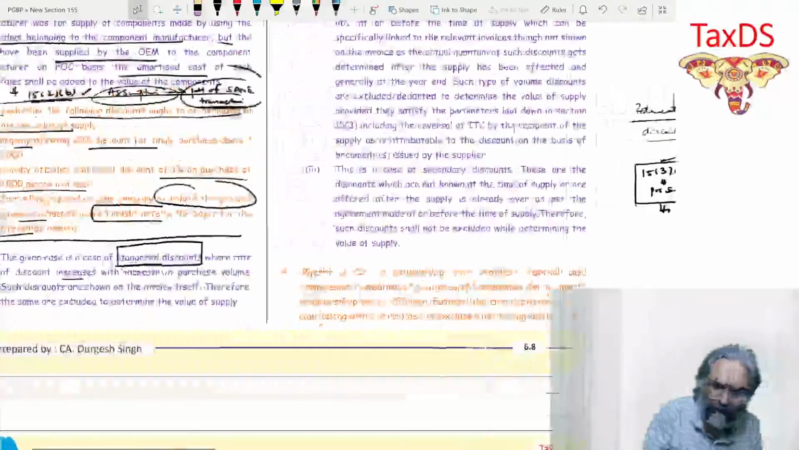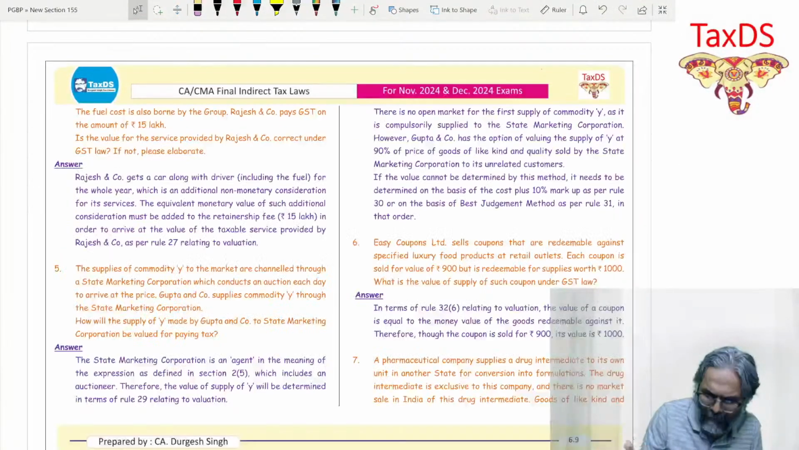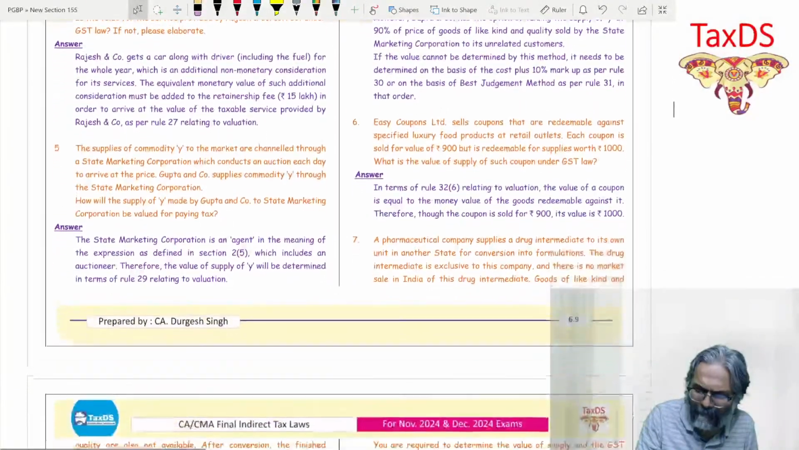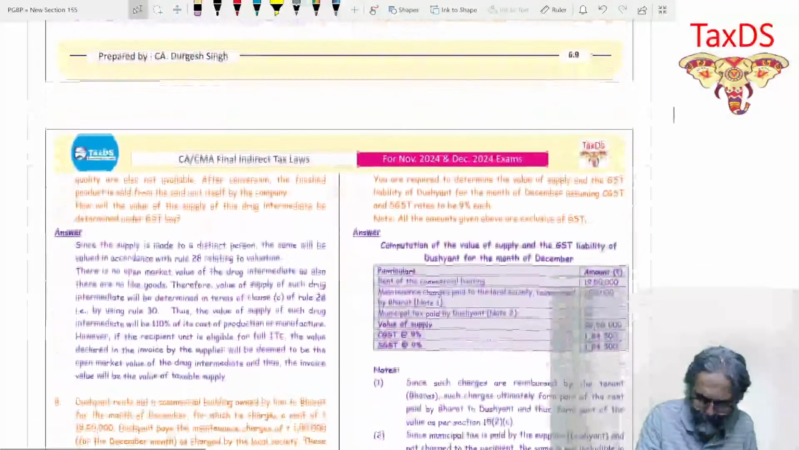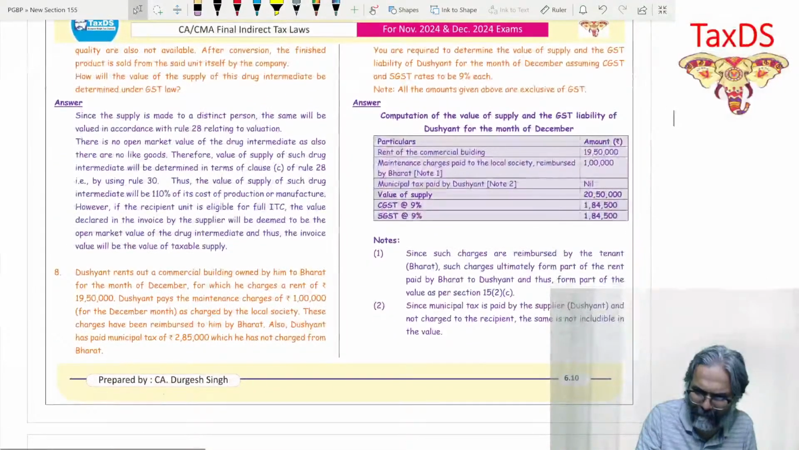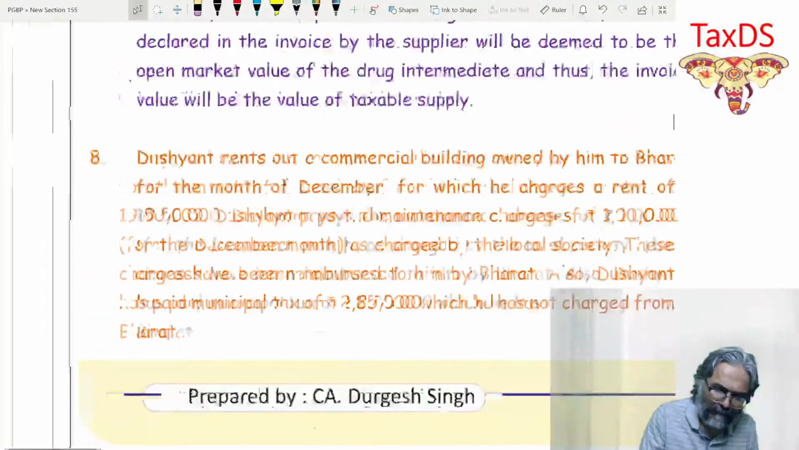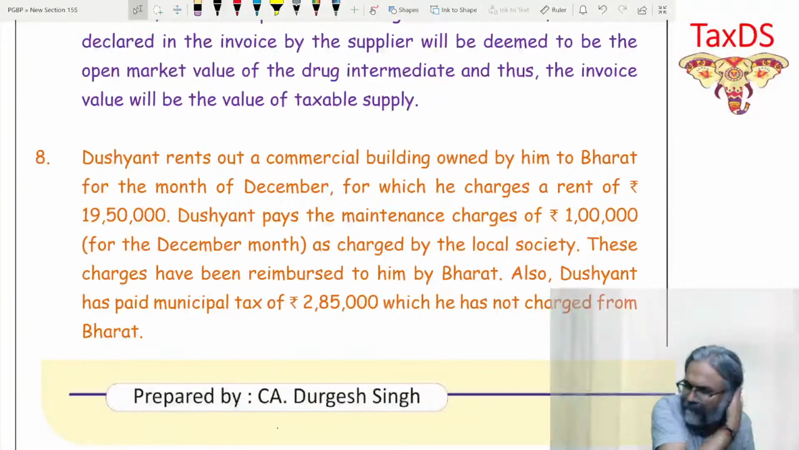With that, students, now we proceed further. Question number 4, anyways, it is on valuation rules, so I'm not touching upon it right now. 5, 6 are all valuation rules. Even 7. Come to question number 8. This already we have done. Question number 8.